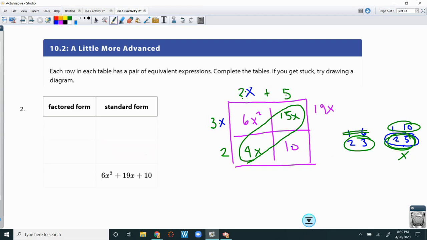So it looks like our factors are right here: 2x plus 5 and 3x plus 2. So I needed some perseverance on that one. Again, we want to double check to make sure it works out. 2 times 3 is 6x squared. 2x times 2 is 4x. 5 times 3x is 15x. So we're good with that 19. And 5 times 2 is 10.